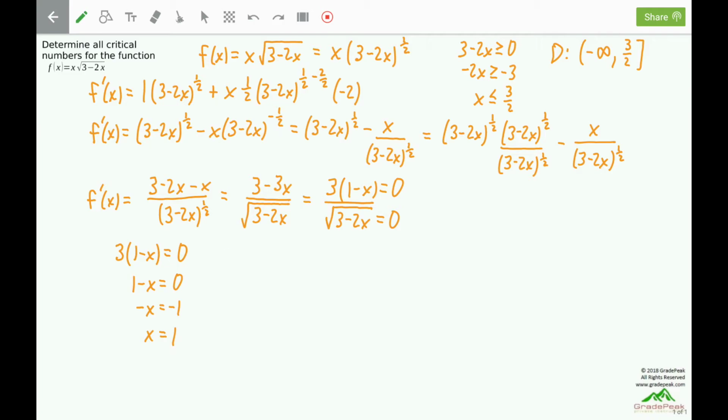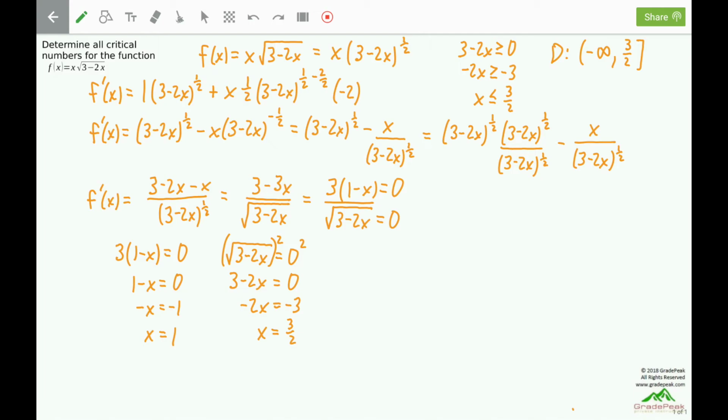Now working with the denominator, the square root of 3 minus 2x equals 0. We can start by squaring both sides. Square root squared cancel each other out, so 3 minus 2x equals 0 squared, which is a 0. We can subtract 3 from both sides. Now we can divide by a negative 2. The negatives will cancel. And that will give us 3 halves.